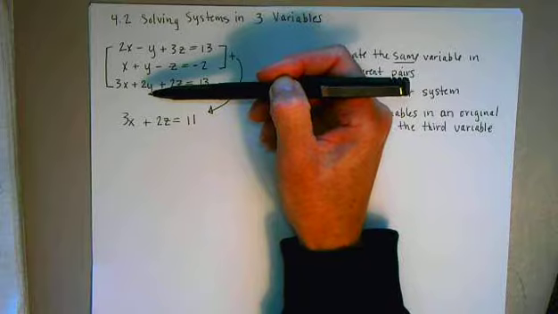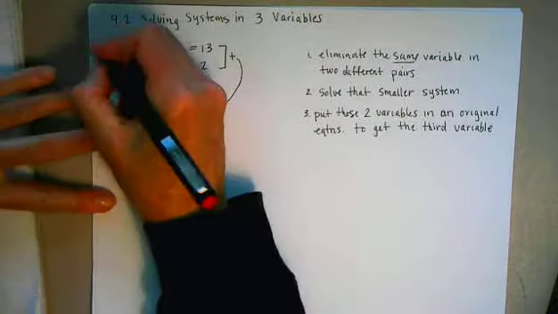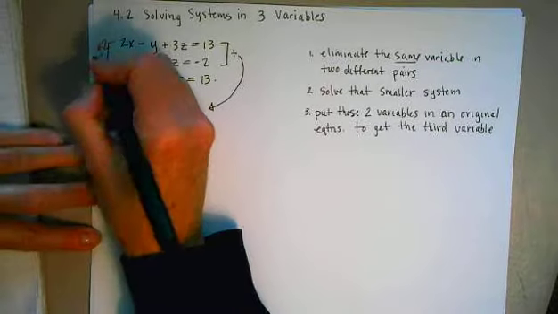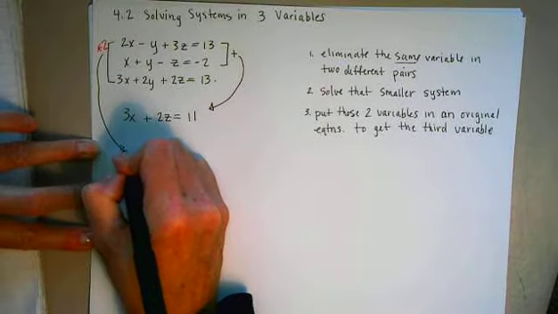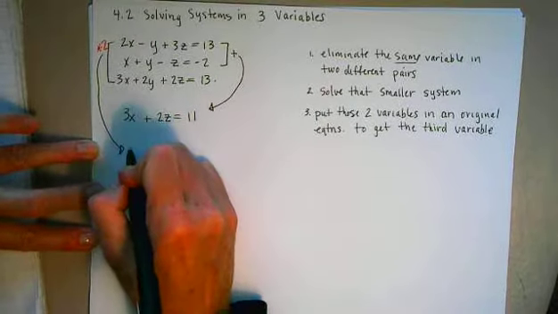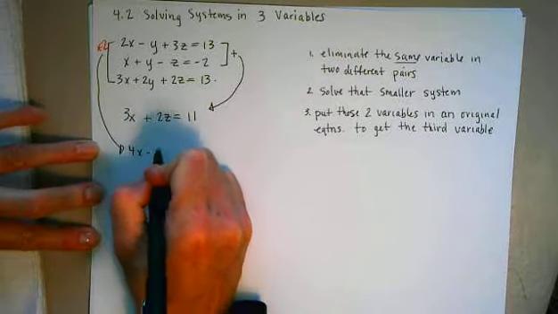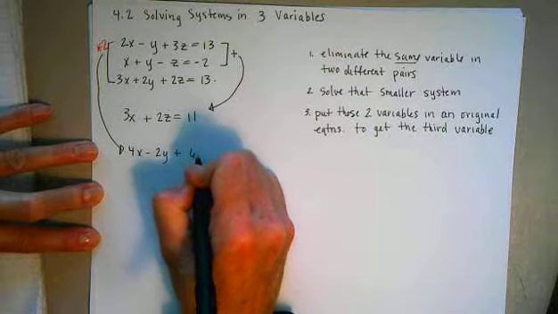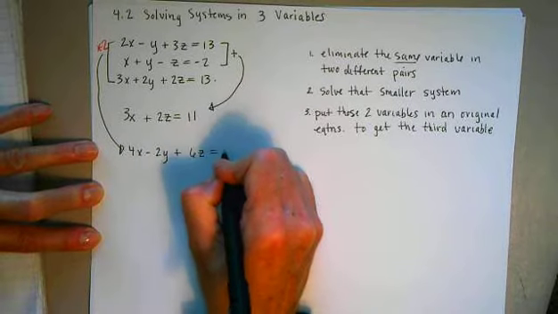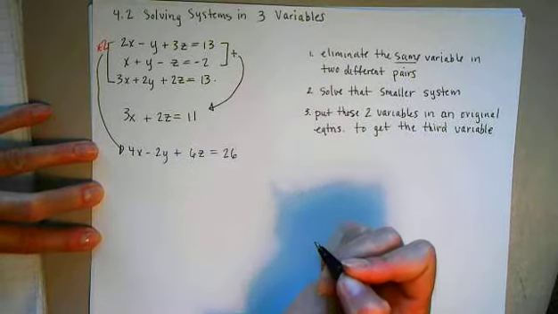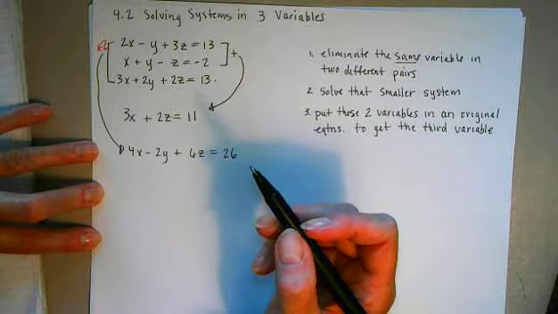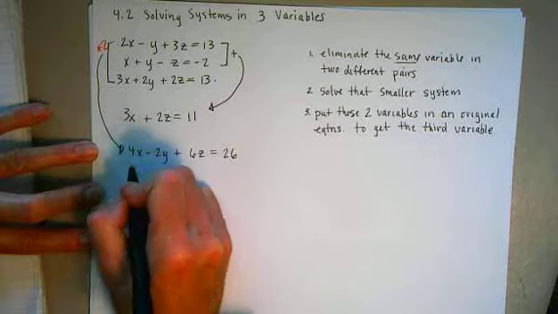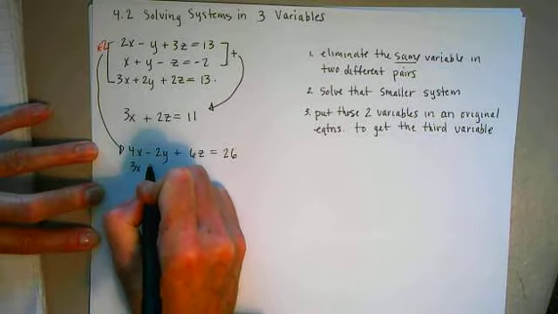So to make it cancel, I'm going to multiply this top equation by 2. So I'm going to multiply that by 2, and I'm going to write it right here. So I now have 4x minus 2y plus 6z equals 26. Then I'm not going to change anything. I'm just going to copy the bottom one. Remember, we were doing the top and the bottom. So I'm just going to copy the bottom one down without changing anything.